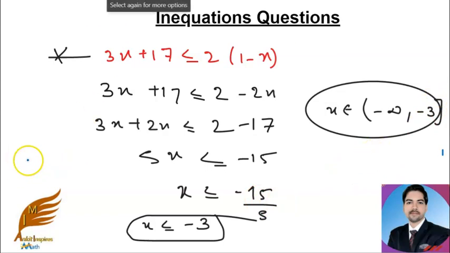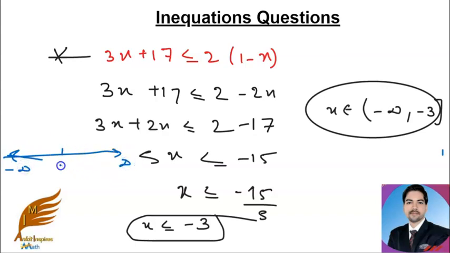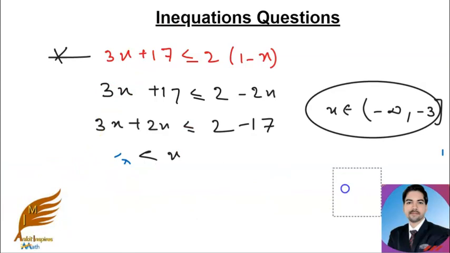I can denote it on a number line also. Like this is minus infinity, this is infinity, this is 0. I need to draw again. There is less space here. I need to draw first.